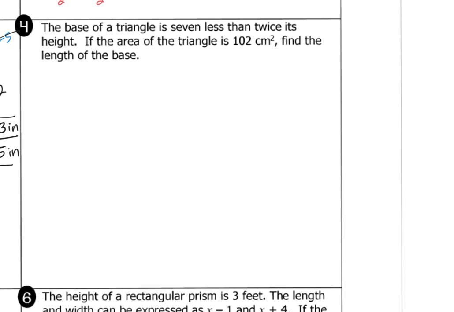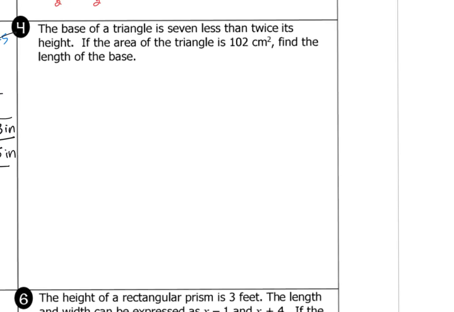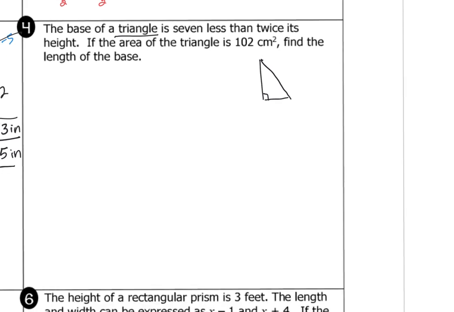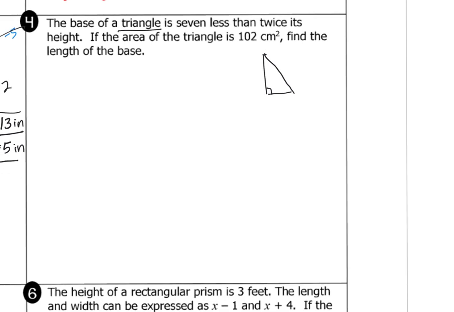So number 4, we have the base of a triangle. Now we have a different shape here. We have a triangle whose base is 7 less than twice its height. We're going to be labeling the base and the height. It's telling us that the base is 7 less than twice its height.